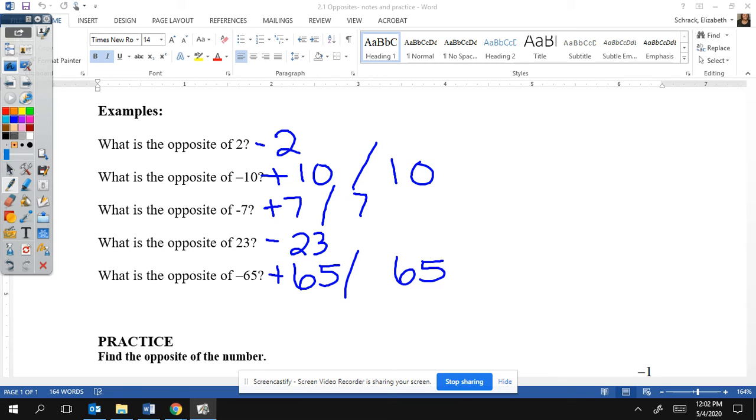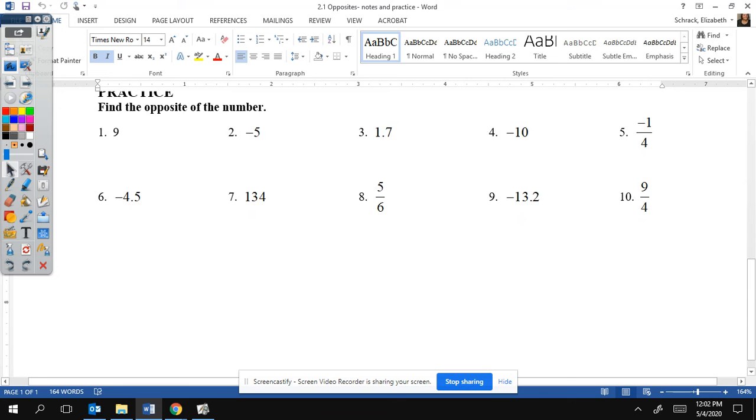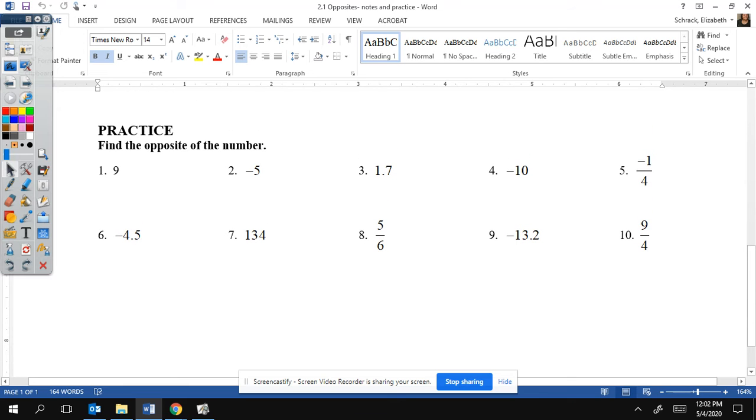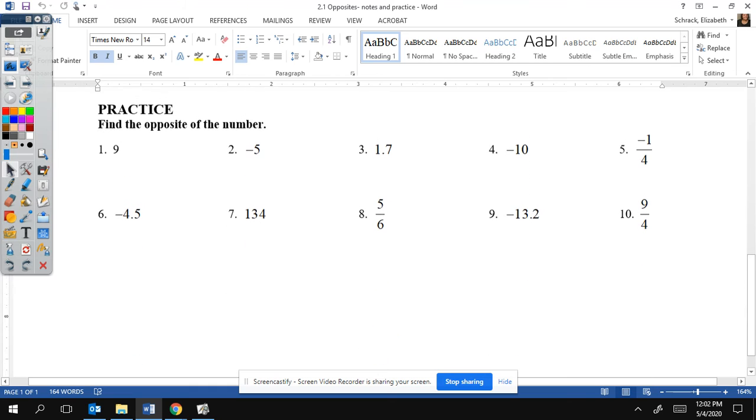So those are the examples for the notes today. What you're going to be doing is these 10 practice problems. And just like the whole number examples that we did, the decimals and the fractions will be the exact same thing. So I'll give you 2 examples.